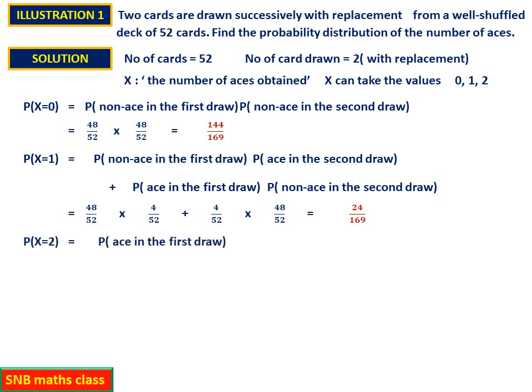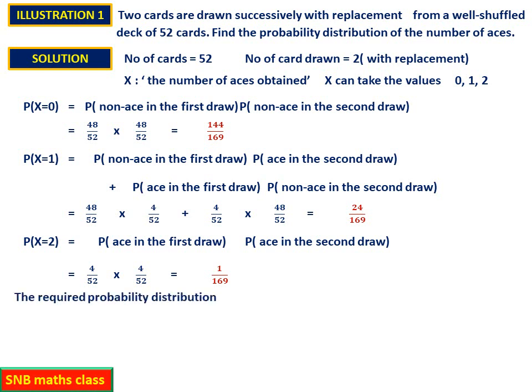And then x equal to 2 means what? Both are aces, that means first draw is an ace and second draw is also an ace. So it will be equal to 4 by 52 into 4 by 52, which simplifies to 1 by 169. So the probabilities are 144 by 169, 24 by 169, and 1 by 169.